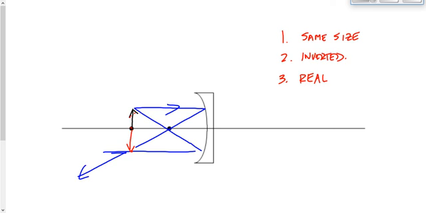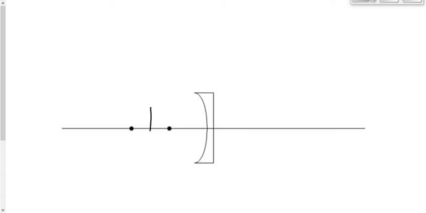Next one. This time our object is in between F and the center of curvature. It doesn't matter exactly where you put it, as long as it's somewhere in between. I guess I have it drawn for you already in your template. Now, if I put it a little closer to F, then my image is going to be a little bit different than if I put it closer to C, but the basic characteristics or attributes will be the same.